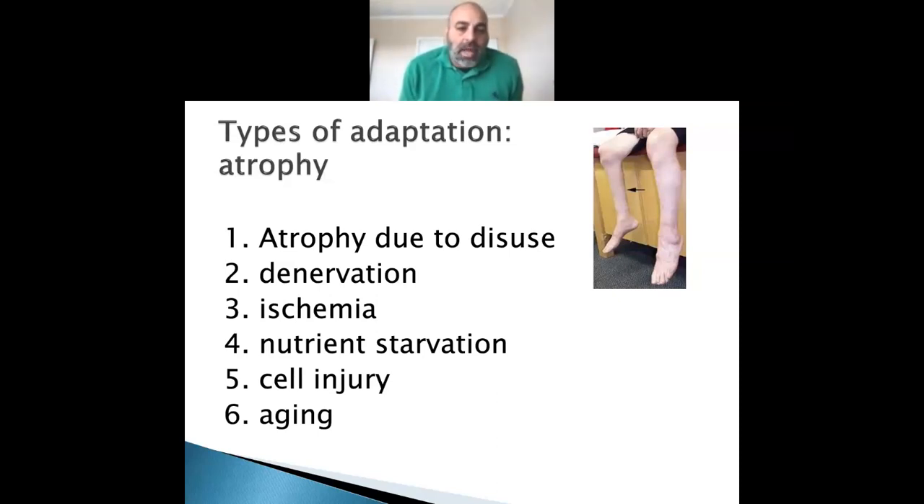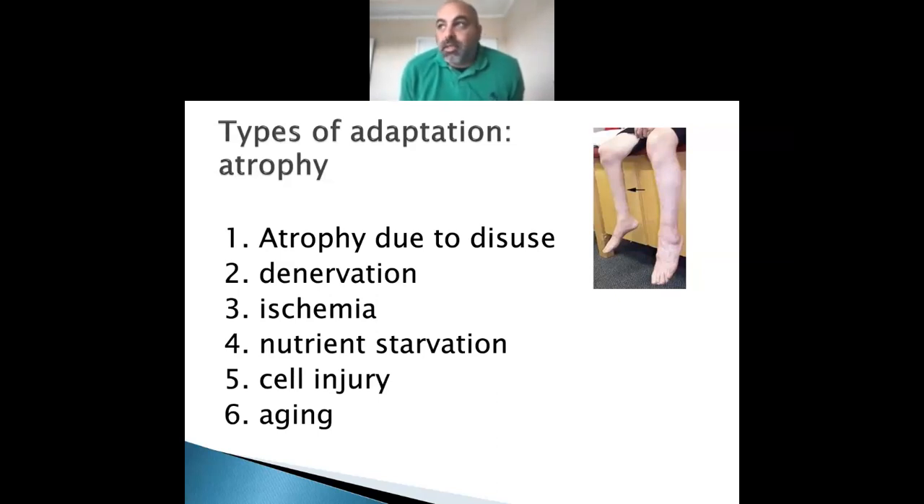Then we see ischemia. If there's no blood supply, it's going to atrophy. Nutrient starvation, that's just anyone that's starving essentially. There's many reasons for that, not just not eating. Like cystic fibrosis, because they don't release the enzymes to break down the food. You see starvation in there. Crohn's, you can see it.